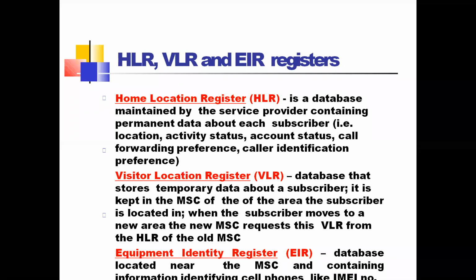If the subscriber moves from one area to another area, the new MSC collects the data from the old MSC. That means for each area there is an MSC, a mobile switching center. It collects the data from the old MSC when the subscriber moves from one area to the other, which is called the visitor location area. The third one is the equipment identifier register.